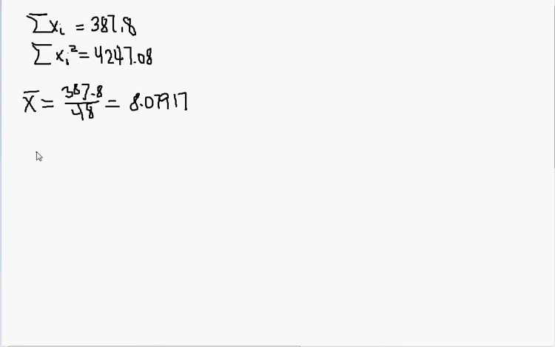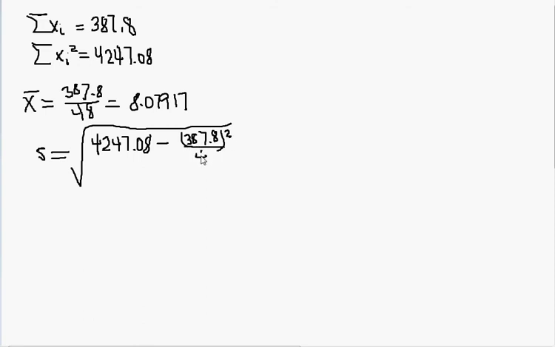To get the standard deviation, there's the formula that was presented in class, and we also discussed this, I think, about the second week or so of the semester, that S is equal to the big square root of the sum of the squares, 4247.08, minus the sum squared divided by 48, and then the whole thing divided by 47. And this worked out to be approximately 4.86844.